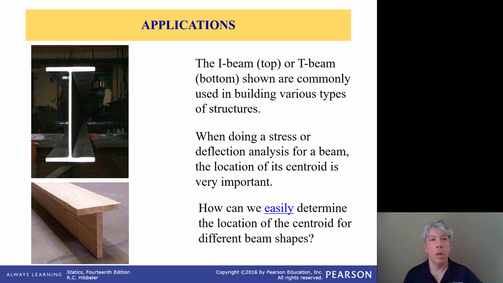So the method of composite bodies will allow us to locate the centroid of this T shape as a whole. Of course, the I shape is trivial technically because it is at the intersection of the two symmetrical axes. But for the T shape, it's a little more involved.